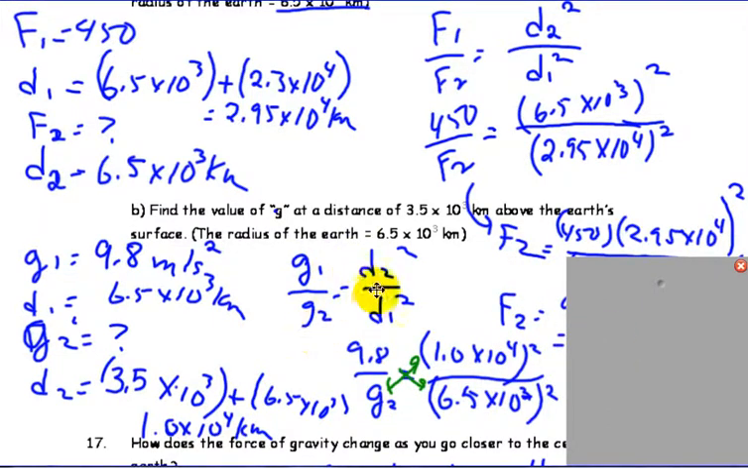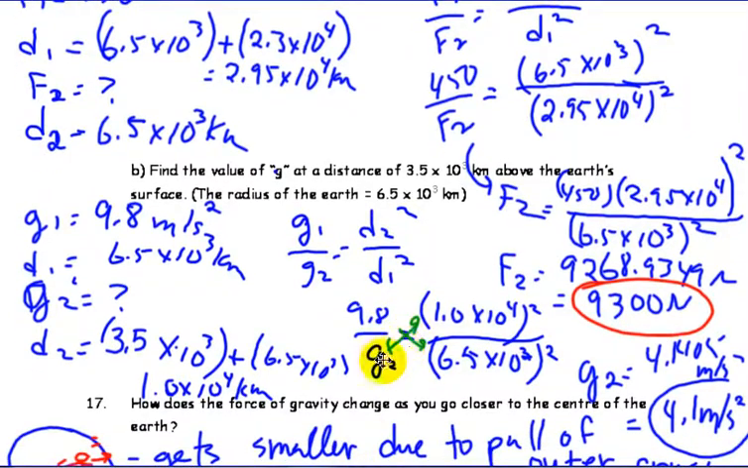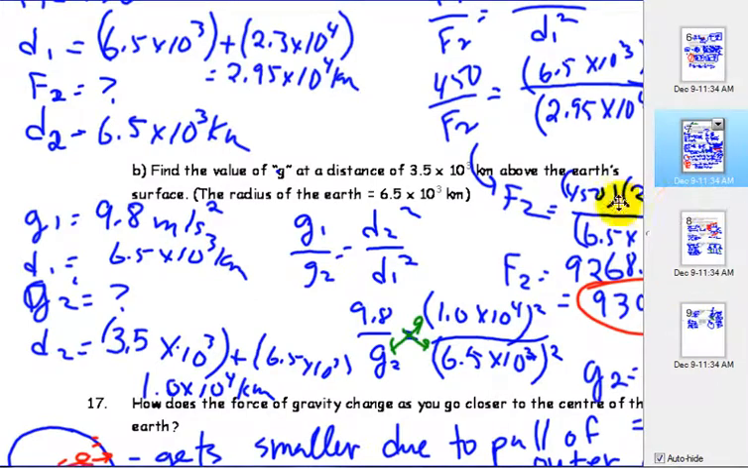So we have our equation there, g1 over g2 equals d2 squared over d1 squared. So g1 is 9.8, d1 is 6.5 times 10 to the 3, all squared. g2 is what I'm looking for, and d2 is 1.0 times 10 to the 4, and I have to square that. So rearranging the equation, multiply, then divide by 1.0 times 10 to the 4 all squared, and you should get 4.1 meters per second squared as an answer. So work through that, make sure that's what you in fact get.